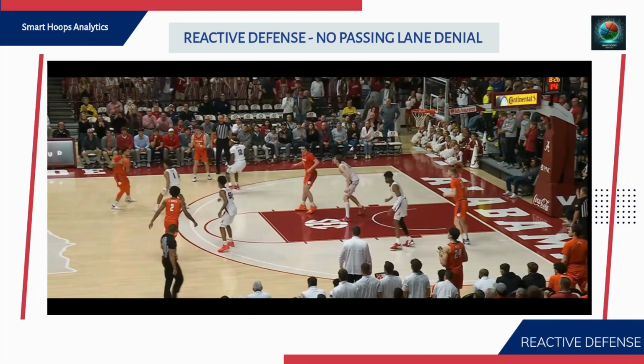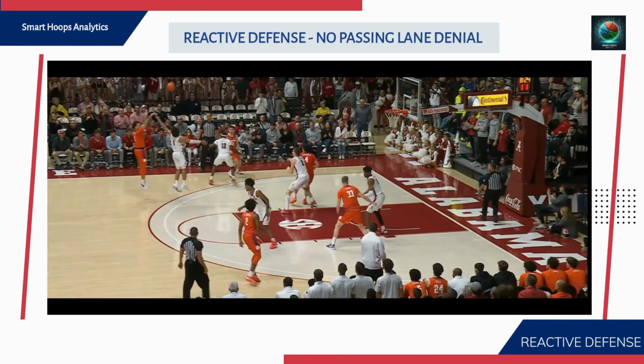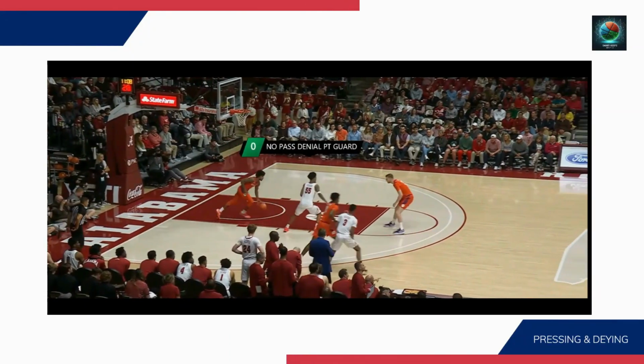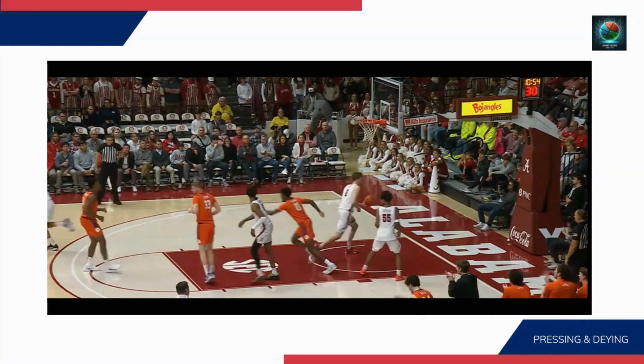A proactive defensive system destroys, disrupts, denies, and dictates the opponent's offense. Basketball coaching tips. Why pressing and denying the ball to the point guard? Because the longer your opponent has possession, the fewer opportunities your team has to score. And let's face it, in a game of basketball, possession is everything.